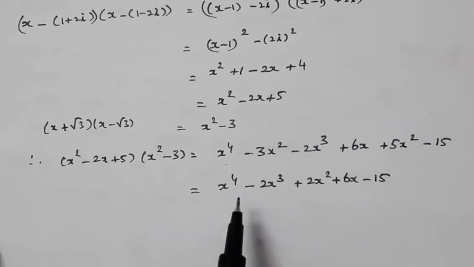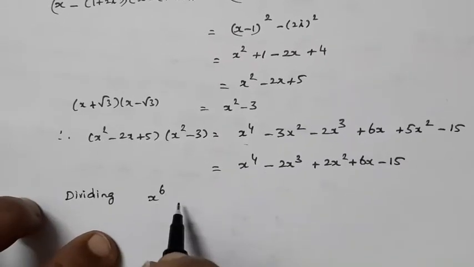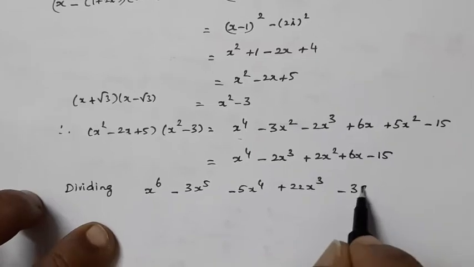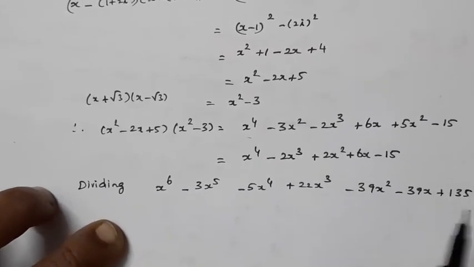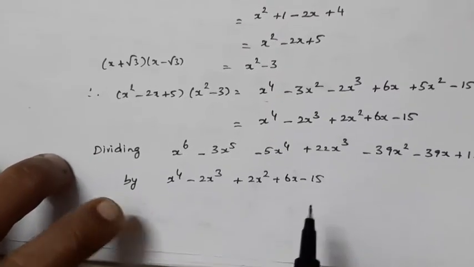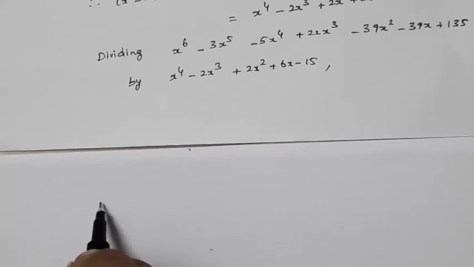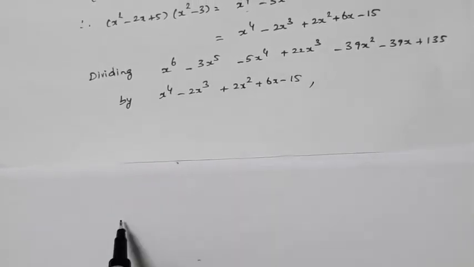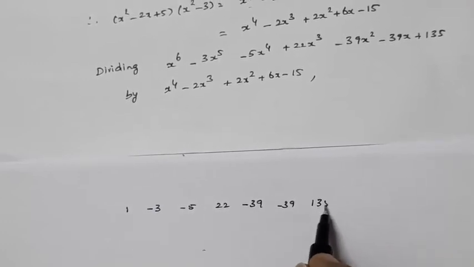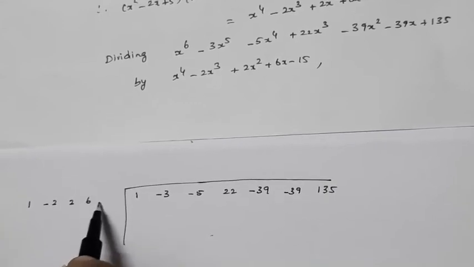So, to get the other factor, you have to divide the polynomial by the product of these factors, okay. So, dividing the given polynomial x power 6 minus 3x power 5 minus 5x power 4 plus 22x cube minus 39x squared minus 39x plus 135 by x power 4 minus 2x cube plus 2x squared plus 6x minus 15, we will get the other factor. Let us do the division by the detached coefficient method, that is writing the coefficients alone. The coefficients of the dividend are 1, minus 3, minus 5, 22, minus 39, minus 39, 135, okay. And then write the coefficients of the divisor, 1, minus 2, 2, 6, minus 15.